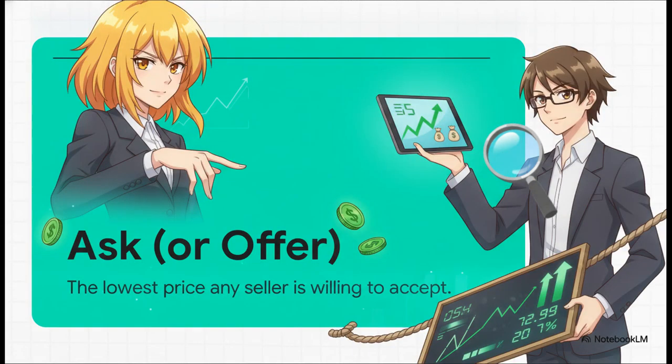Now, flip that over to the other side of the tug of war, and you've got the ask, which is also sometimes called the offer. The ask is the lowest price any seller is currently willing to accept to part with their shares. It's basically the seller saying, "Hey, I will not let these go for a single penny less than $220." And here is the foundational rule of the market. The bid and the ask are almost never the exact same number. I mean, think about it. If they were, a trade would happen instantly and they'd vanish from the board.